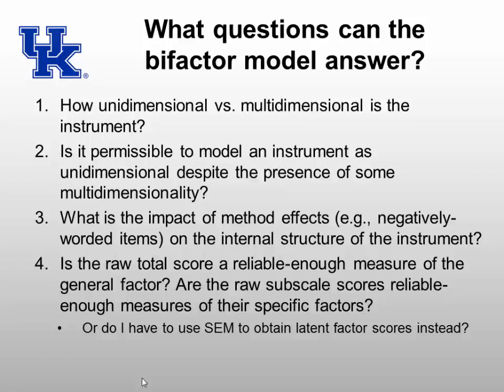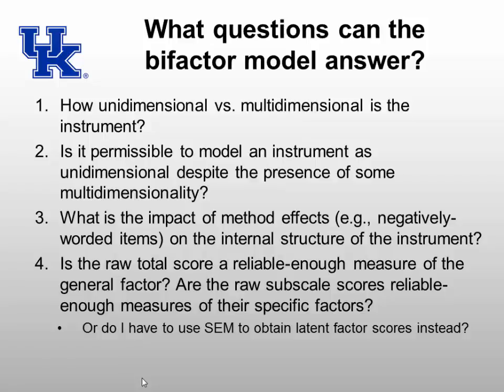Second question, is it permissible to model an instrument as unidimensional? Some people do this all the time. You'll see people take an instrument that's multidimensional and they'll say, I just want a total score. I'm going to average all the items together and move on with their lives. Sometimes that's okay. Sometimes you can have an instrument with multidimensionality, but it's got such a strong general factor that it's okay to model it as unidimensional. This bifactor analysis lets us get at whether it is unidimensional enough that we can force it into a unidimensional model, even though it's got some multidimensionality.